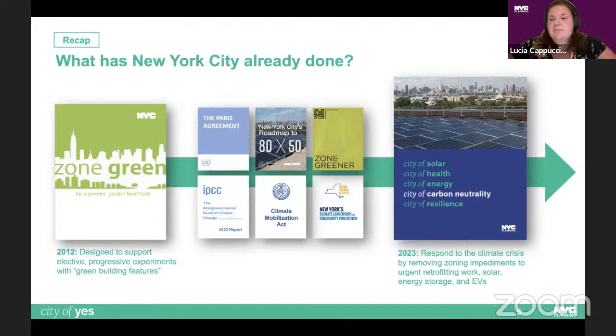This update has been informed through the feedback from architects, engineers, and advocates about issues that have been identified and ideas for improvements. It also includes updates to zoning that reflect the Climate Mobilization Act at the city level, as well as the Climate Leadership and Protection Act that was passed at the state level.